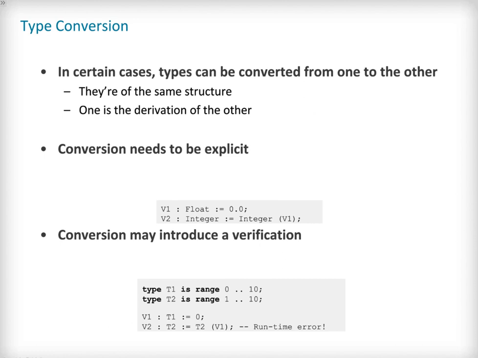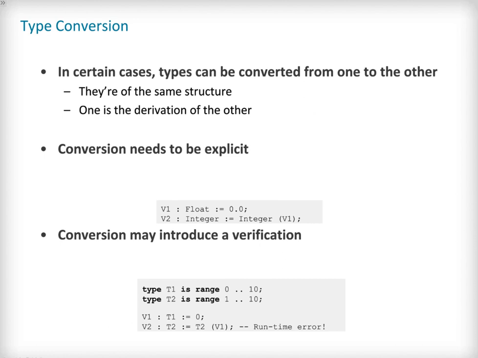Here, for example, I have V1 and V2. V1 is of type float, and the compiler knows how to convert a floating point value to an integer. So I can convert it by writing the name of the type and then the value in parentheses. Note that conversion may introduce an additional verification, a check.